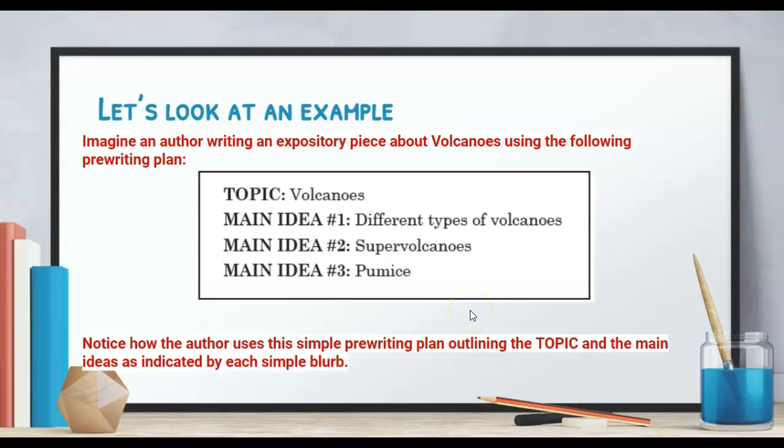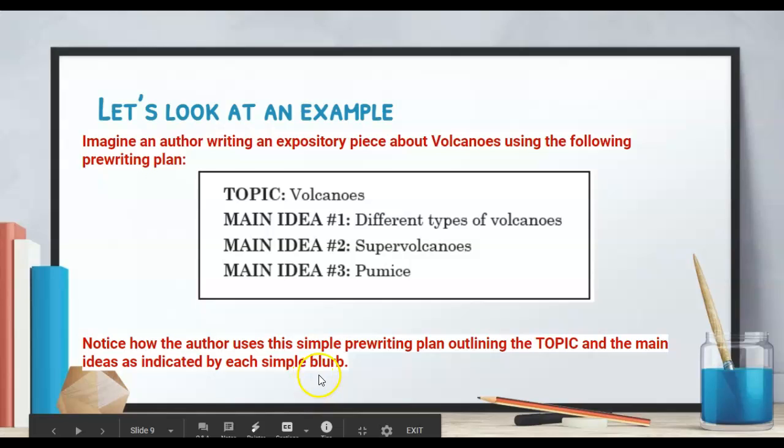So let's look at an example. Imagine we have an author that's writing an expository piece about volcanoes using the following pre-writing plan. Remember, we come up with our topic and our three main ideas. Well, if their topic is volcanoes, they have a main idea 1 that says different types of volcanoes, main idea 2, supervolcanoes, and main idea 3, pumice. Notice how the author uses the simple pre-writing plan outlining the topic and the main ideas, as indicated by each simple blurb. Remember, a blurb is just a word or two that's giving us the overall feel of each main idea.